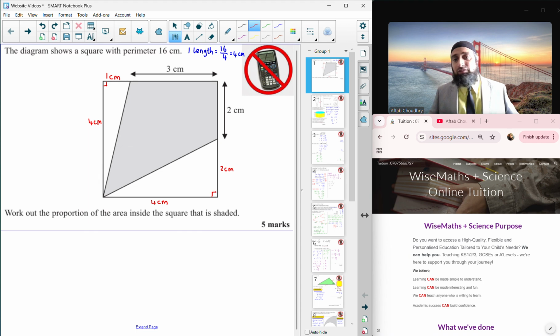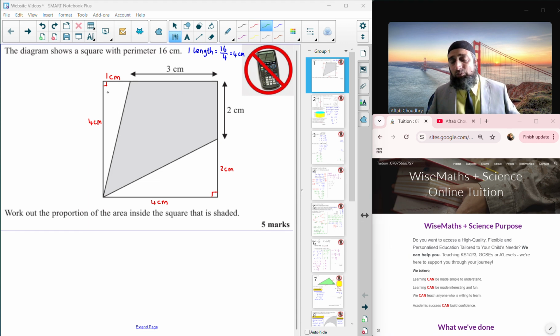Let's see what the question is asking for. The question is saying work out the proportion of the area inside the square that is shaded. So we need to work out the total area in comparison to what's been shaded. So let's start by working this part out.